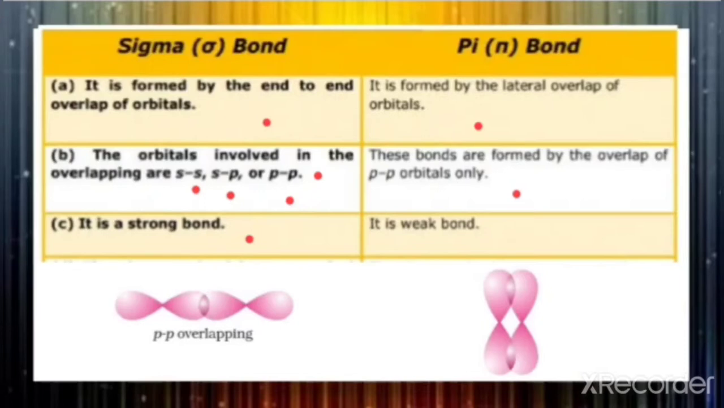Since there is a greater extent of overlapping in the sigma bond, it is stronger, and in the pi bond the extent of overlapping is lesser, therefore the pi bond is weaker. So this is all about the sigma bond and pi bond, which is quite an important topic. A question always comes: differentiate between sigma and pi bond.